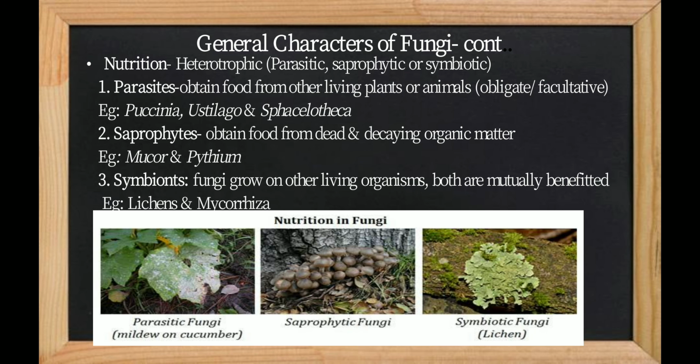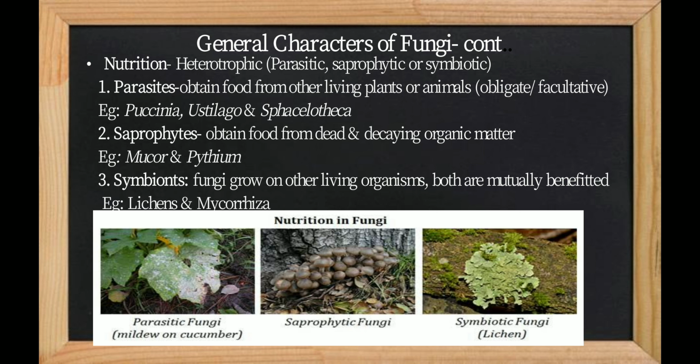So coming to the overall nutrition of the fungi, they are heterotrophic and they may live either as saprophytes, parasites or symbionts. Parasites are those organisms which obtain food from other living plants or animals. Examples are Puccinia, Ustilago and Sphaerotheca. They may be obligate parasites or facultative parasites.